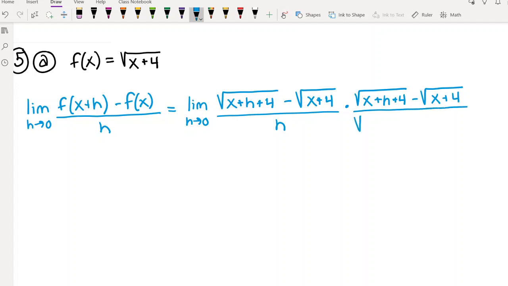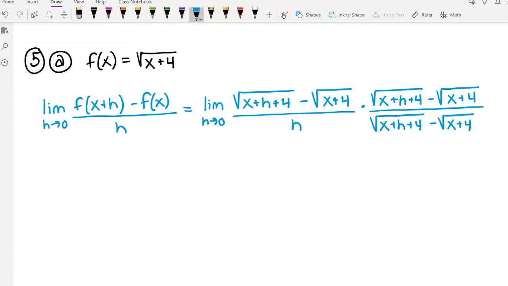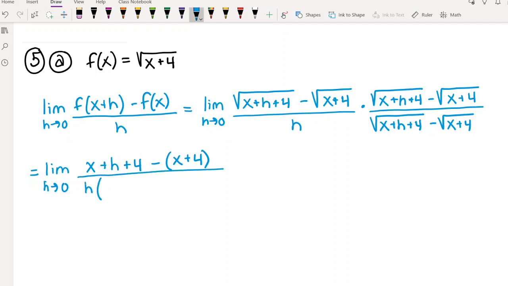And we're going to do the same thing in the denominator. So what's that going to look like? Well, in the numerator, the square roots are going to go away. So we're going to be left with x plus h plus 4. And then remember, we have to do this thing with the parentheses because we're going to take x plus 4 and we're going to subtract that whole thing away. And then in the denominator, we leave all this stuff here. We don't distribute anything because that will just make it harder to see what can be canceled out.